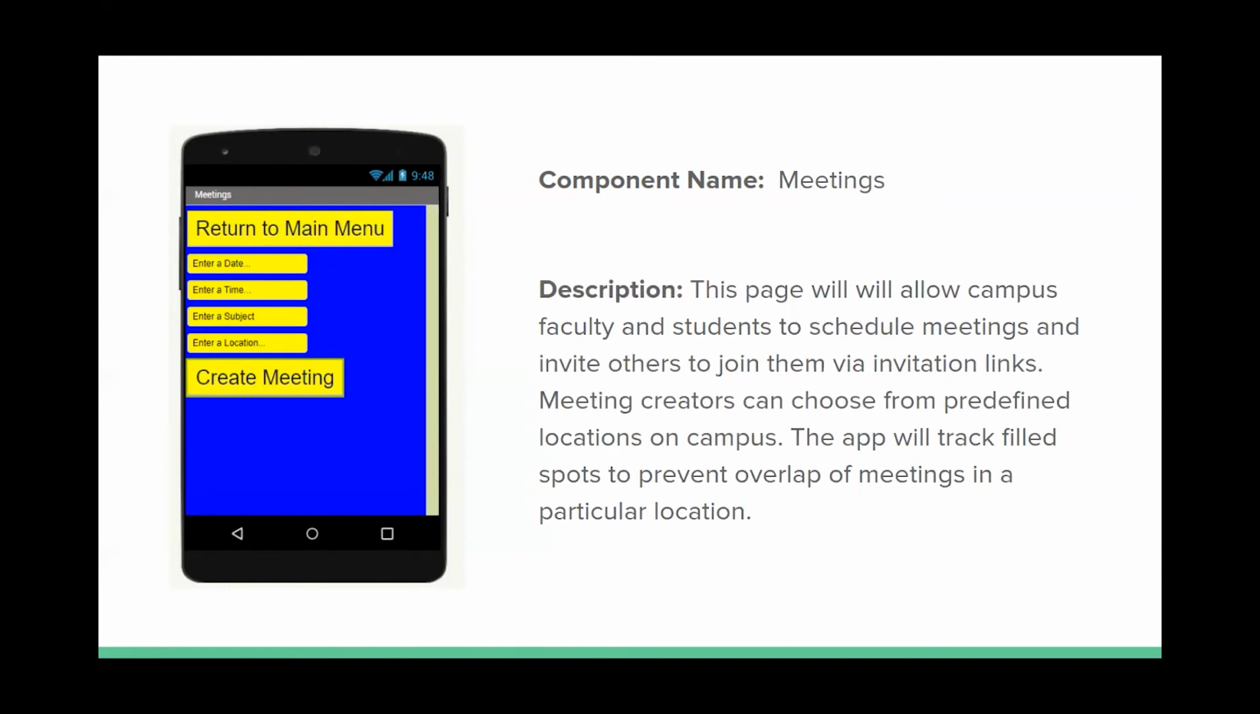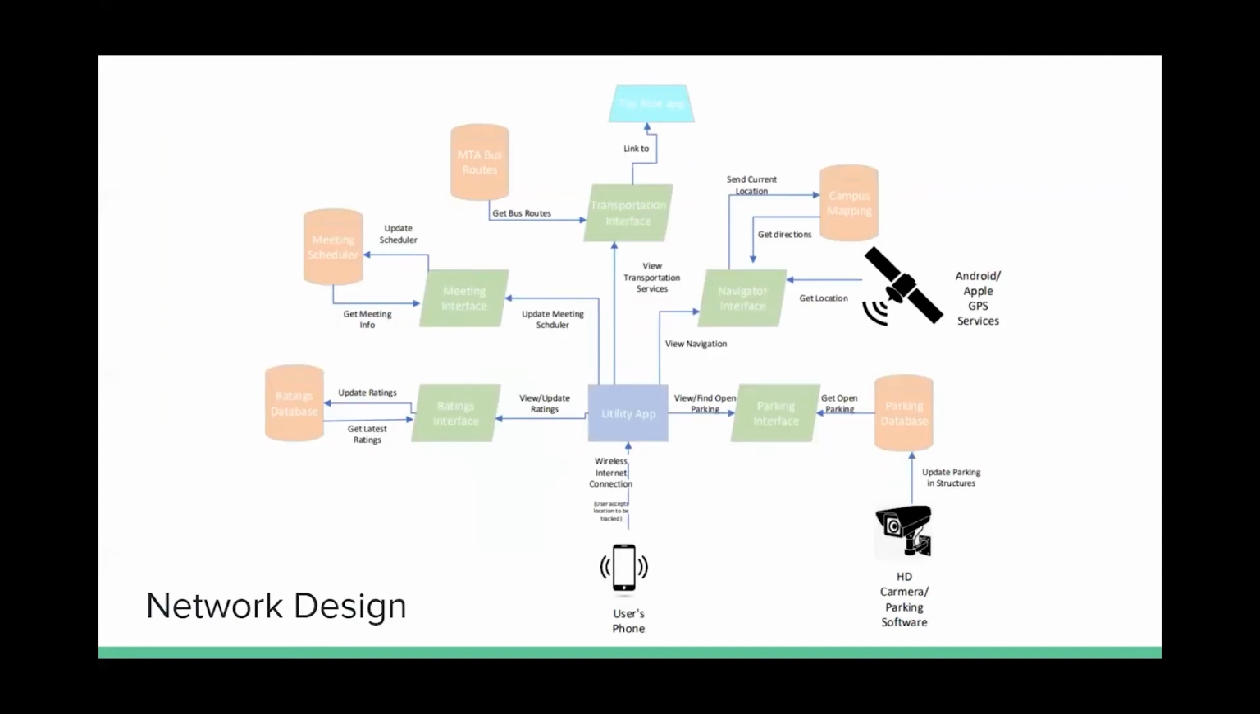Our app will keep track of where the meetings are being held, so there will be no overlap. This is our network design for our application. The user's phone at the bottom will connect to the app through the internet. Users will have to accept location to be tracked.